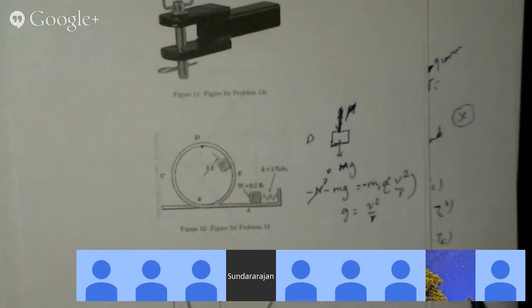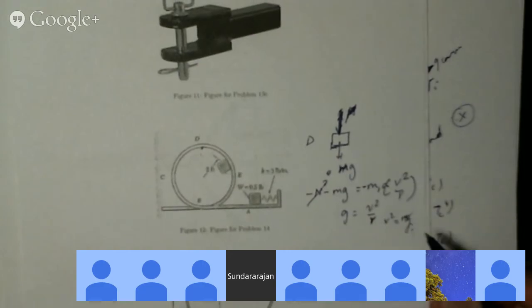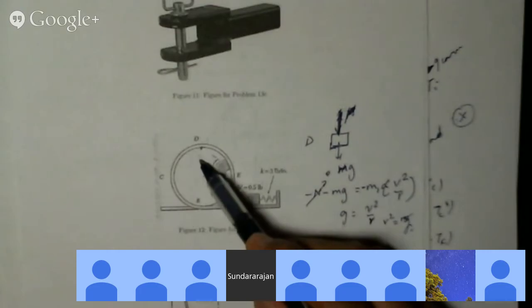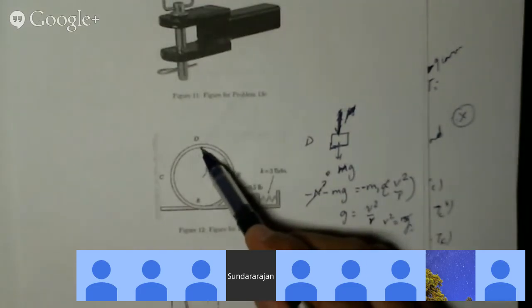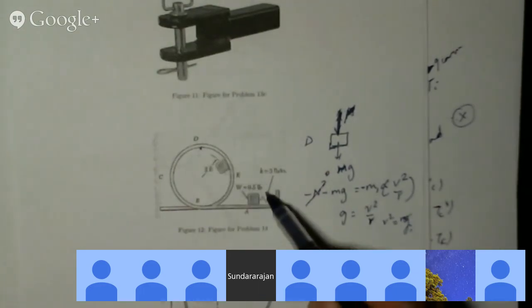Or v squared would be rg. Right? Is that part clear? Yeah. Now, how would you find the velocity at this point? You solve for it right there. Okay. But then how would you relate the energy here to the spring compression?